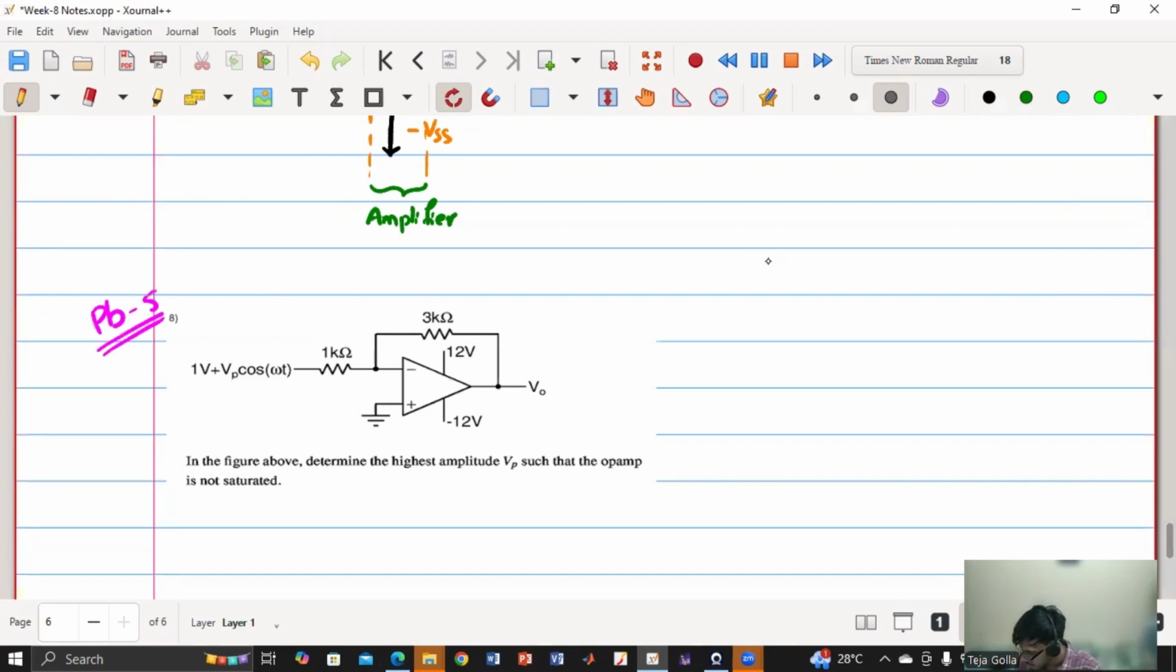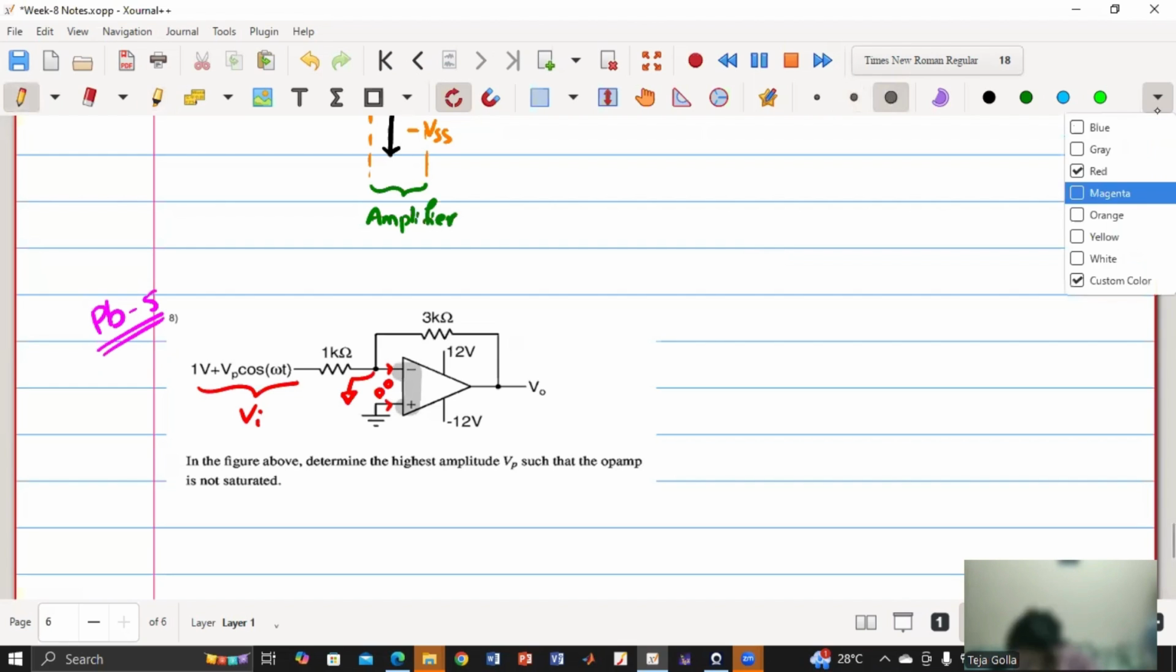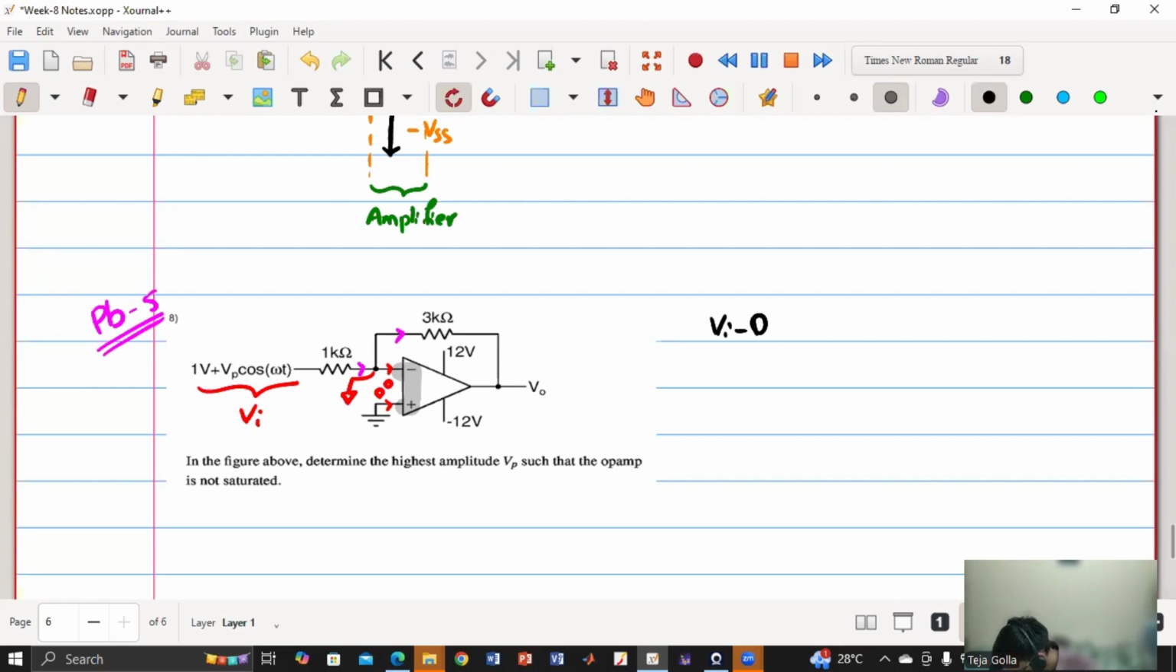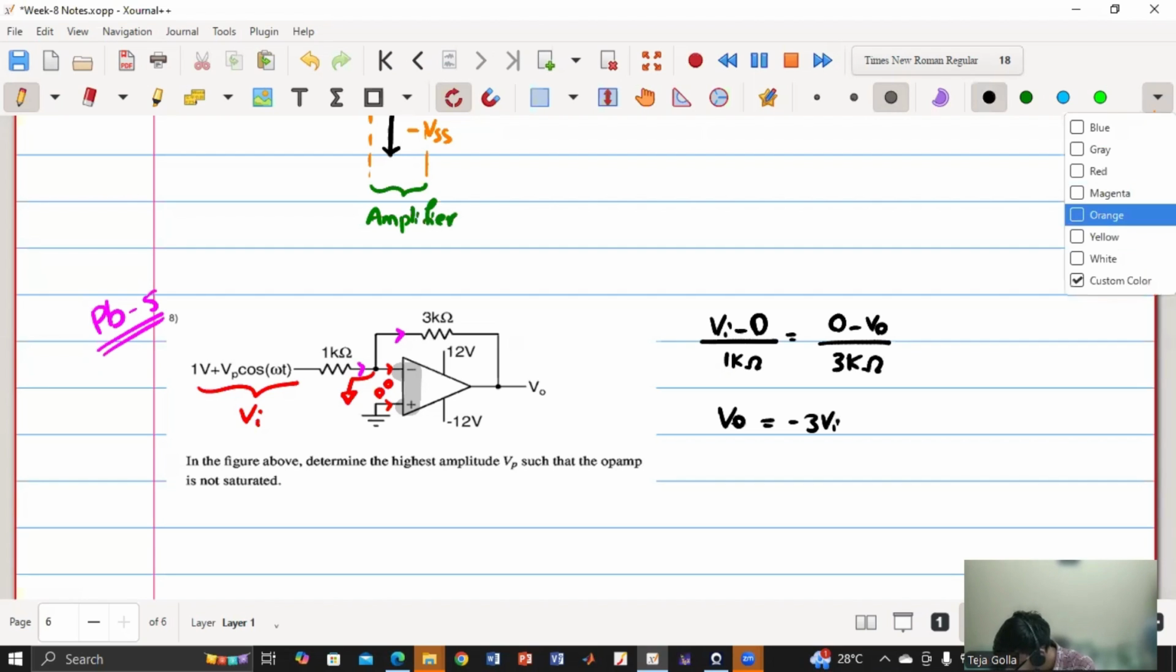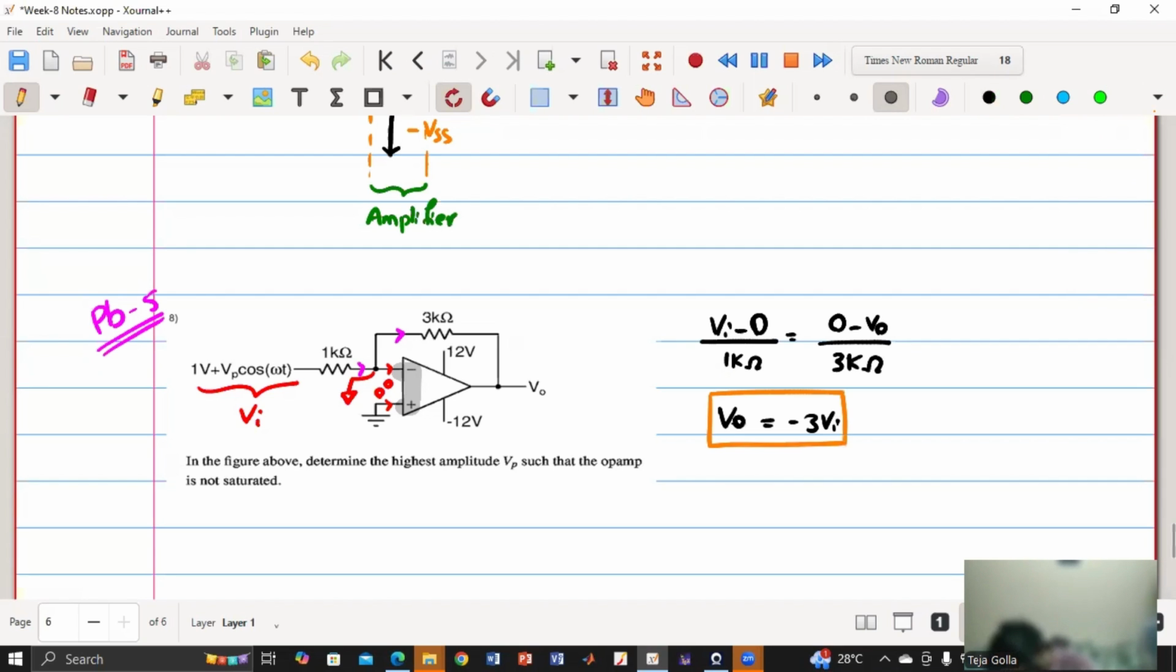So first of all, let us consider this as the input voltage VI. The current entering this is 0. The current entering this is 0. And this is grounded because it is virtually shorted here, right? Now I'll apply KCL. Current entering this terminal is the same as current entering this terminal. So I'll get VI minus ground, so 0, by 1 kilo ohm equals 0 minus V naught by 3 kilo ohm. So now my V naught is minus 3 times VI. Agree?